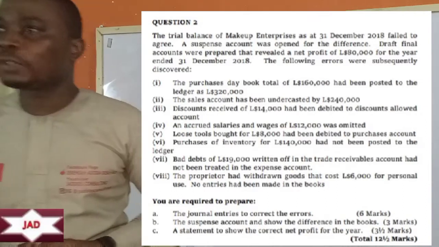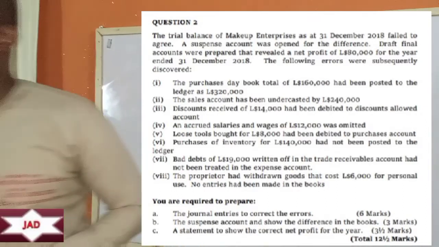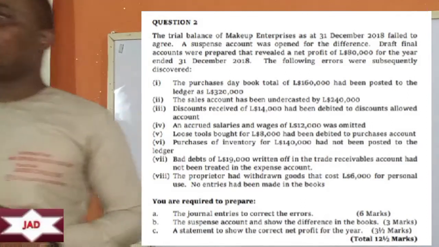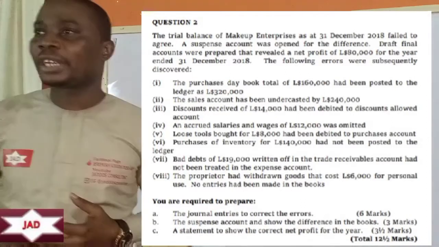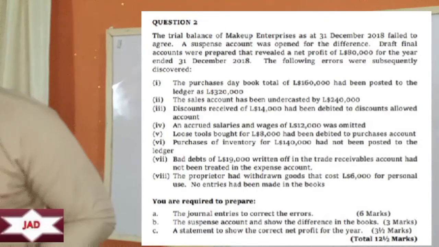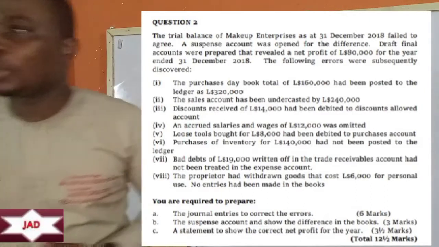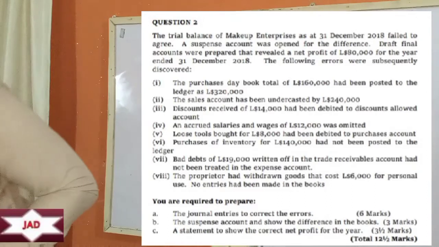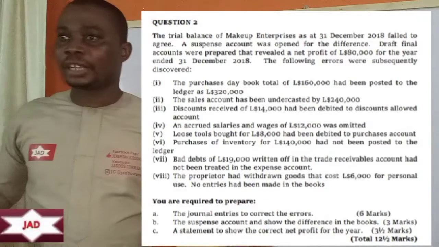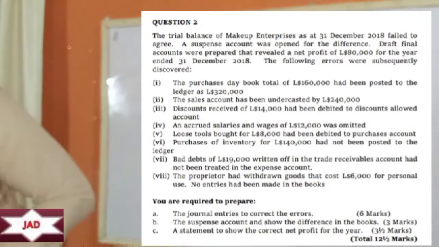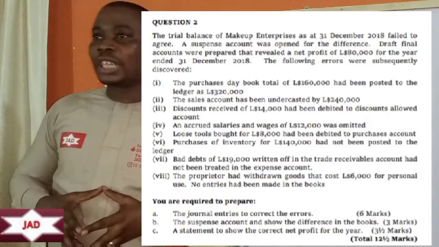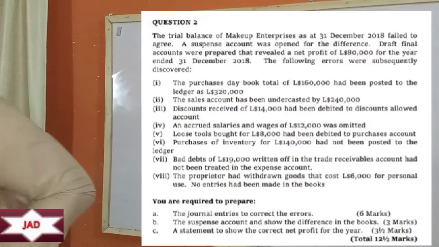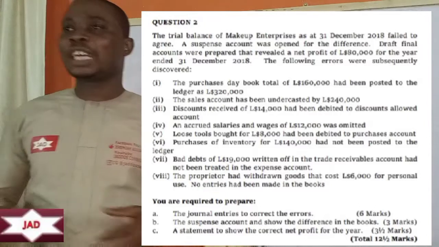5, loose tools bought for 8,000 Liberian dollars has been debited to purchases account. 6, purchase of inventory for 140,000 Liberian dollars had not been posted to the ledger. 7, bad debt of 19,000 Liberian dollars written off in the trade receivables account had not been treated in the expense account. And then we have 8, the proprietor had withdrawn goods that cost 6,000 Liberian dollars for personal use. No entry had been made in the books.